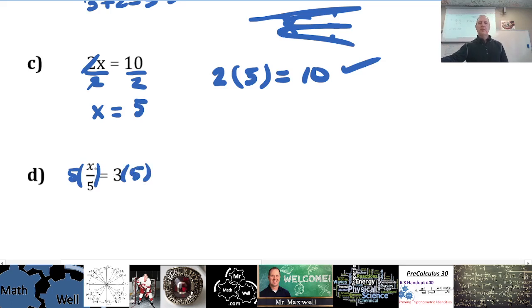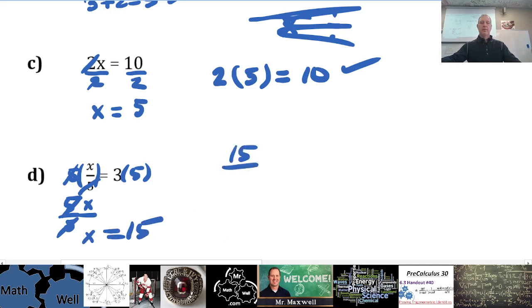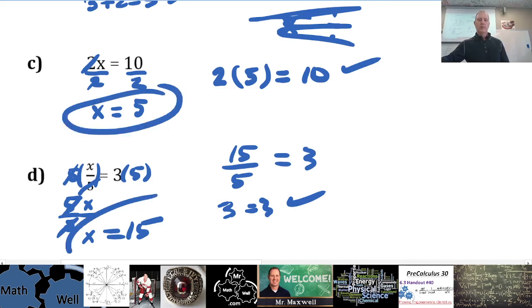Now 5 times x divided by 5, that's a 5 in the numerator up top, because it's really like 5 over 1, divided by a 5 on the denominator, the bottom. So this really is the same as 5 over 5 times x, you see, like that. So 5 and 5 go. So x is all by itself there now. And 3 times 5 is 15. So we'll check that. We'll say 15 divided by 5 equals 3. That is absolutely correct. 15 divided by 5 is 3. So true. And then we'll circle both these after we've checked them.